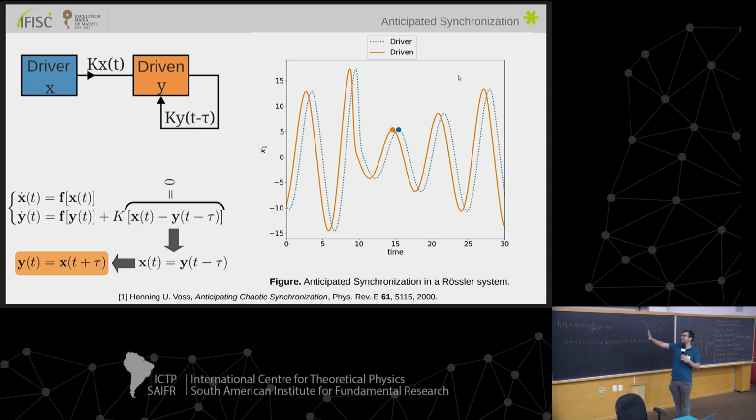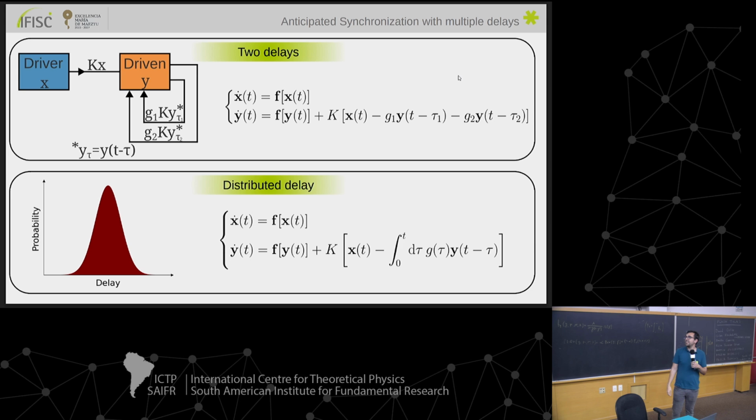Of course, there are some limits. This is a solution, but it's not necessarily a stable solution. This has been studied since the early 2000s. There is already a lot of work here, but what I am interested in doing is going to a distributed delay configuration. A lot of people have studied this configuration with just a single delay for chaotic systems, excitable systems, and spatially distributed systems.